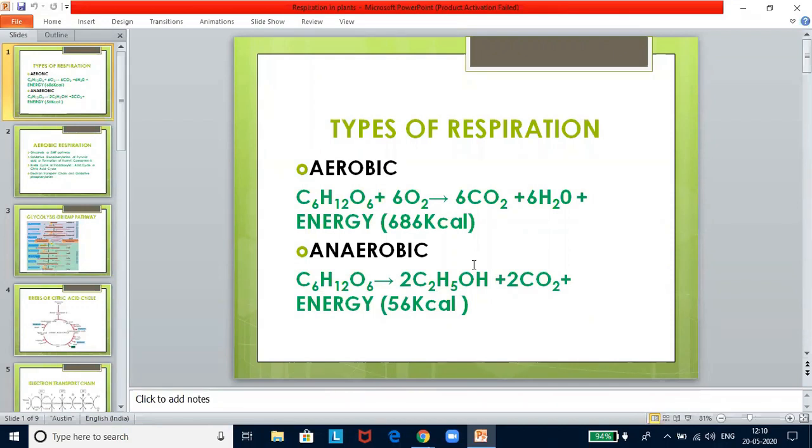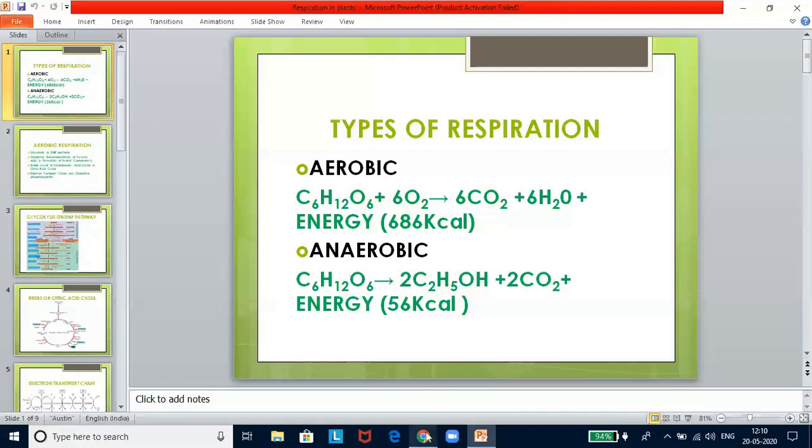Anaerobic respiration is carried out by certain bacteria and yeast, and it is called fermentation. In lactic acid bacteria, it results in lactic acid as a product, and it is known as lactic acid fermentation. In yeast, the end products are carbon dioxide and alcohol, ethyl alcohol, and so the fermentation is called alcoholic fermentation.